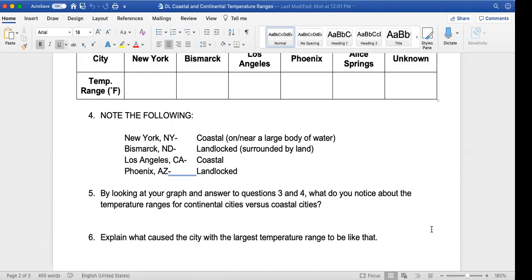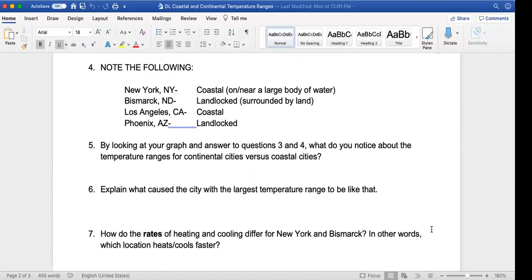For number 6, the reason for that is that large bodies of water moderate the climate. And what that means is that it'll make the summers cooler and the winters warmer, so it evens out the temperatures. So explain what caused the city with the largest temperature range to be like that.